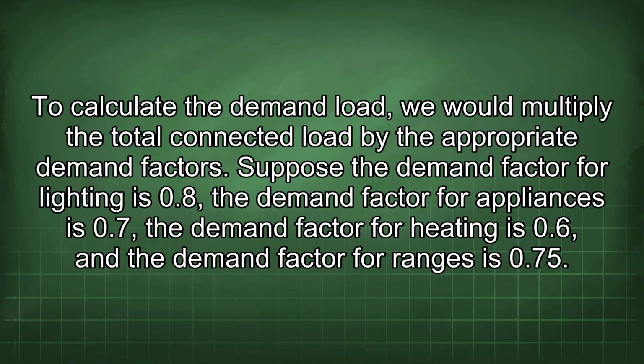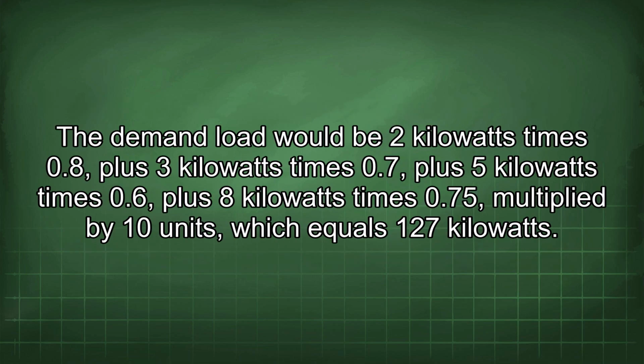To calculate the demand load, we would multiply the total connected load by the appropriate demand factors. Suppose the demand factor for lighting is 0.8, the demand factor for appliances is 0.7, the demand factor for heating is 0.6, and the demand factor for ranges is 0.75. The demand load would be 2 kilowatts times 0.8 plus 3 kilowatts times 0.7 plus 5 kilowatts times 0.6 plus 8 kilowatts times 0.75 multiplied by 10 units, which equals 127 kilowatts.